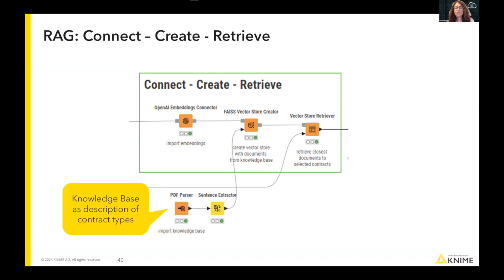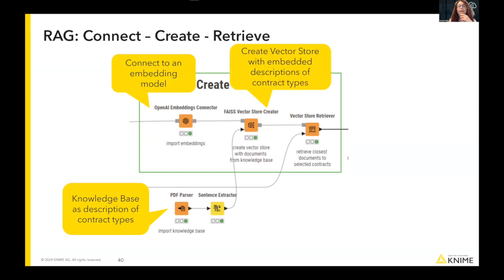So this is the knowledge base. Those are all my documents describing my knowledge base, my contract types. Then this is the embedding model that I can connect to, still from the AI provider. This is the vector store that I can create and locally save.